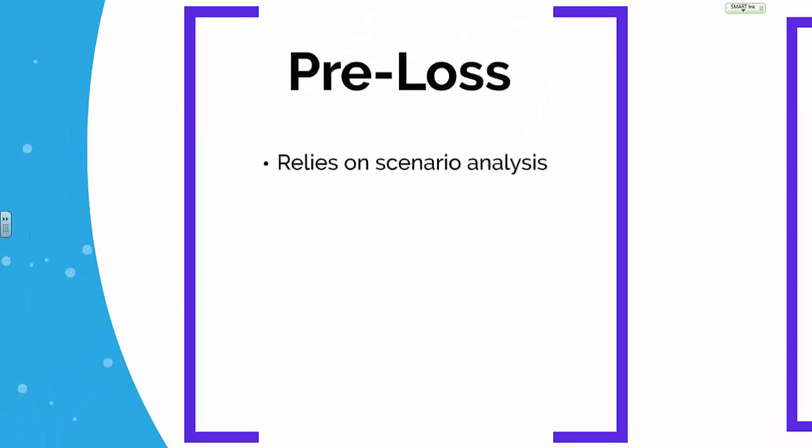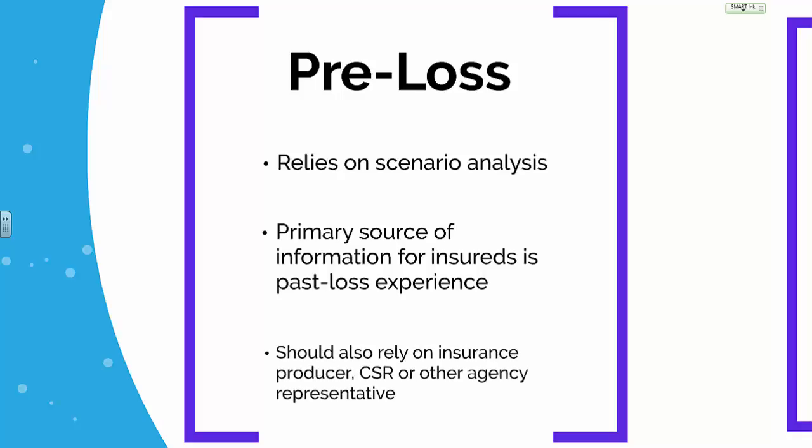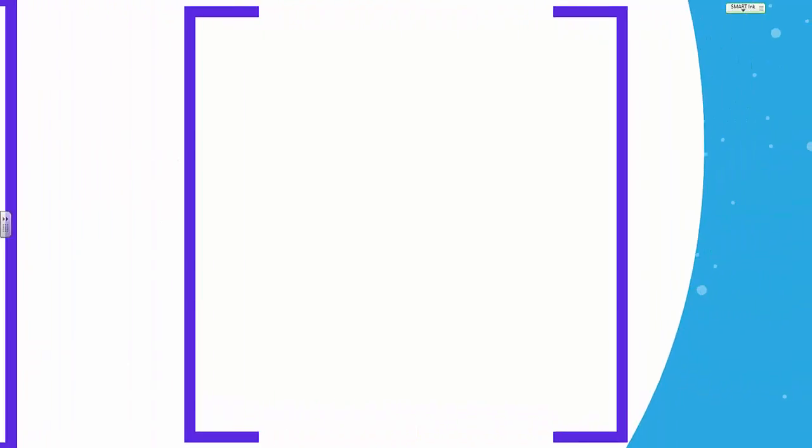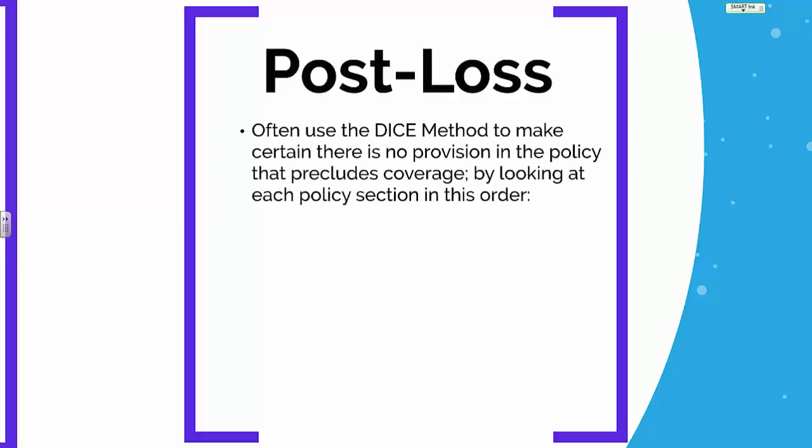First, pre-loss. This relies on a scenario analysis. The primary source of information for insureds is past loss experience. The insurance company should also rely on information from the insurance producer, CSR, or other agency representative. Then in terms of post-loss analysis, insurance companies often use the DICE method to make certain there is no provision in the policy that precludes coverage by looking at each section of the policy in this order.